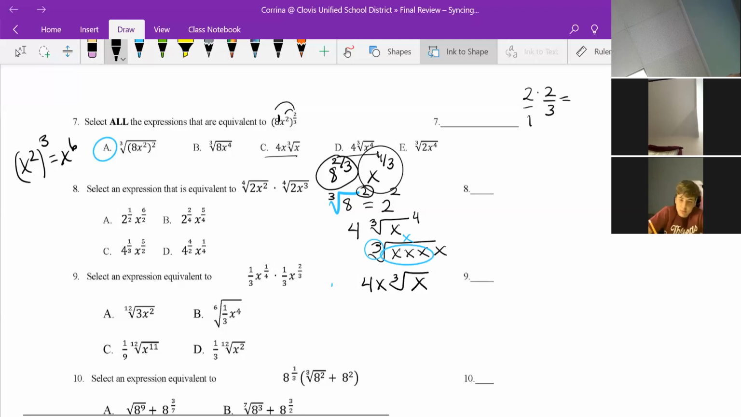This one was a bit intense. 4x cube root of x. So what letter is that? C or D? D. D is 4 cube root of x to the 4th. I have 4x cube root of x. Wait, I said C. Oh, okay. I thought you said D. Sorry. No, I said C.